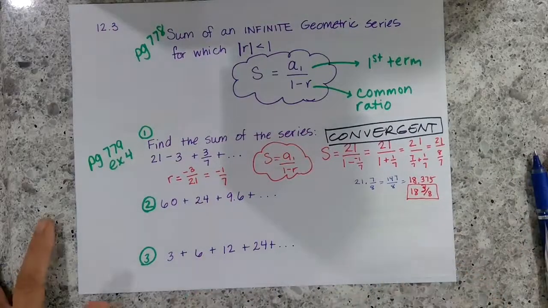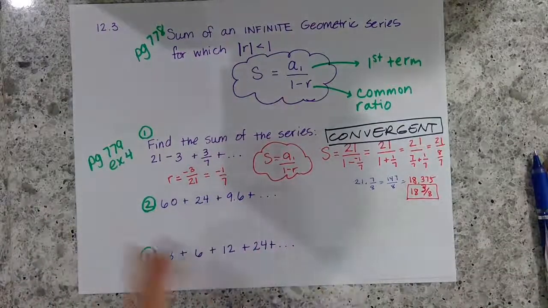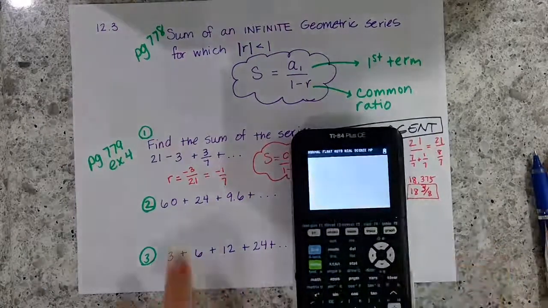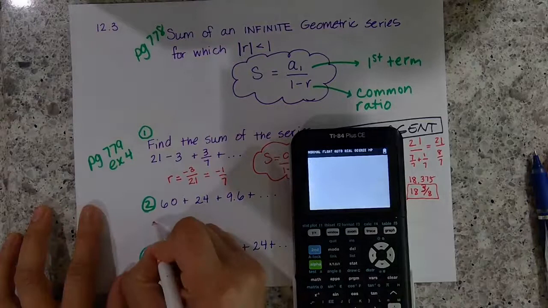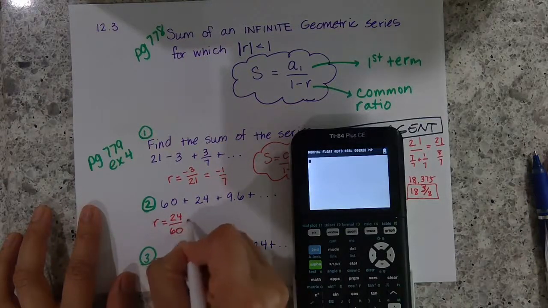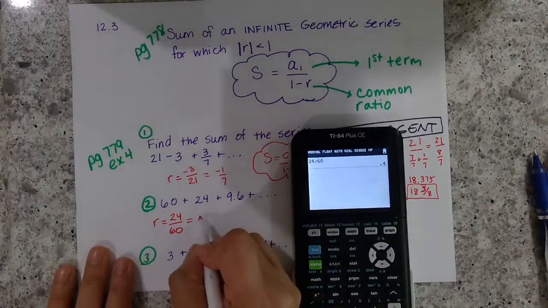All right, let's try another one. So here, find the sum of the series. Again, I don't know how it's growing, so I'm just going to use my calculator and say, okay, to find my R value, it is my second term divided by my first term. So R equals 24 divided by 60. 0.4. So my R value is 0.4.